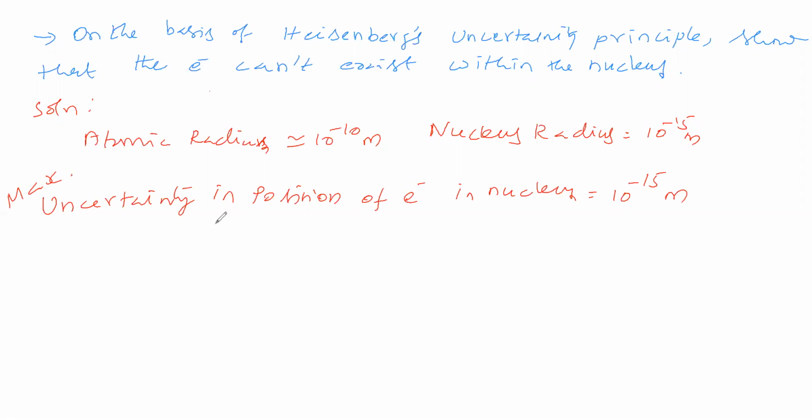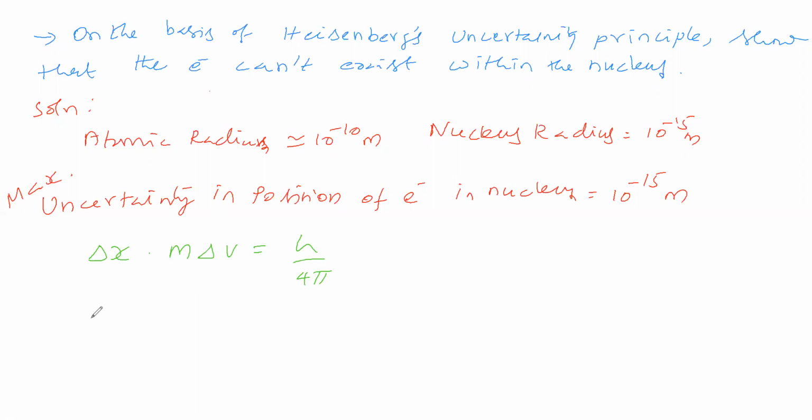Okay. Now we will take the Heisenberg uncertainty principle, that is delta x into m delta v is equal to h by 4 pi. This equal to means this product is minimum. If you say greater, the product goes to a higher value. If you say equal, this product is the minimum value.